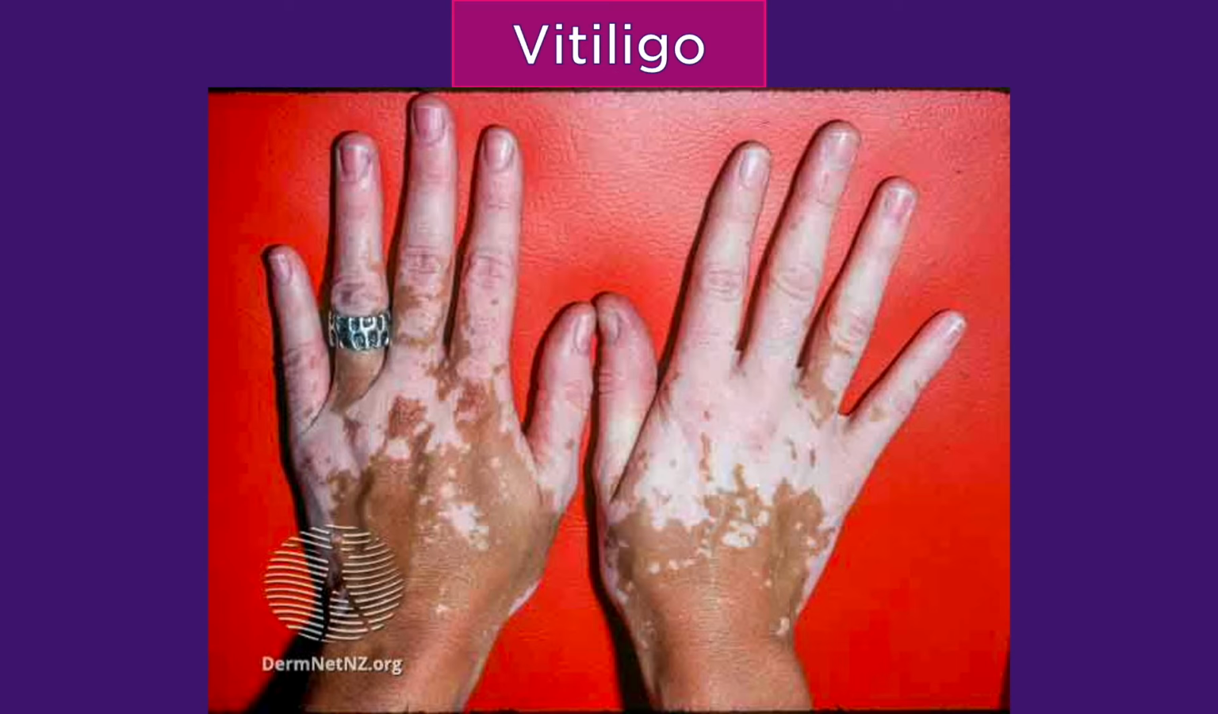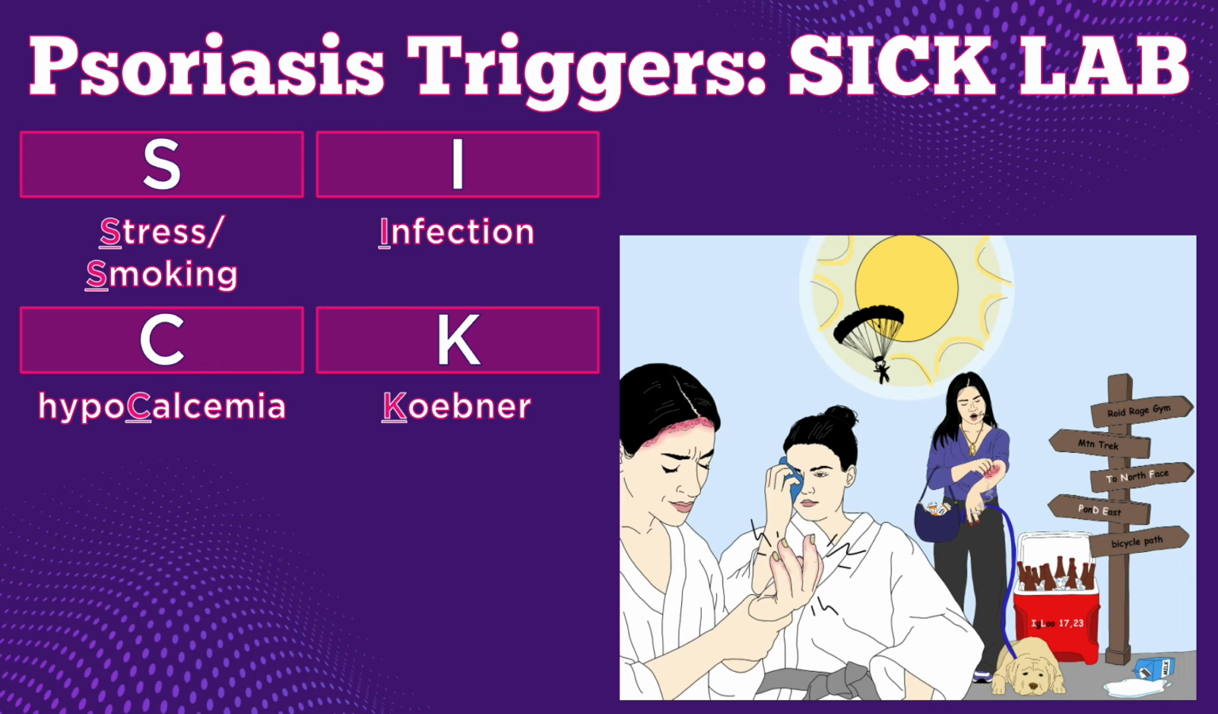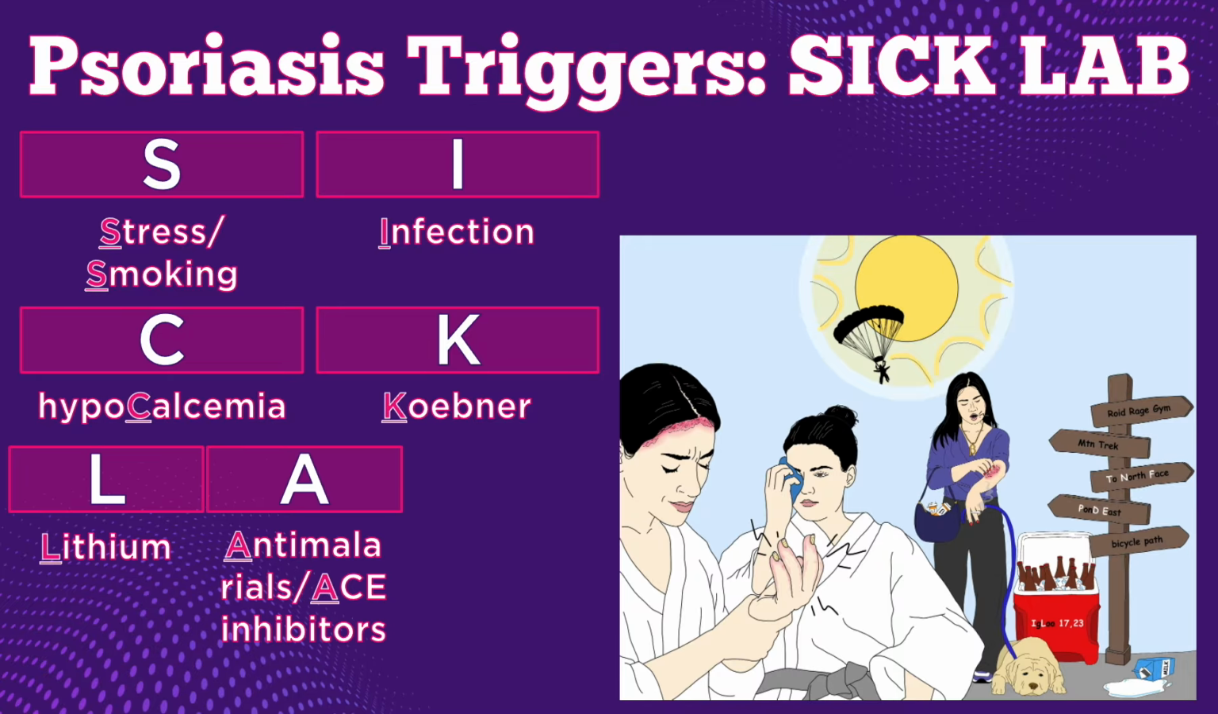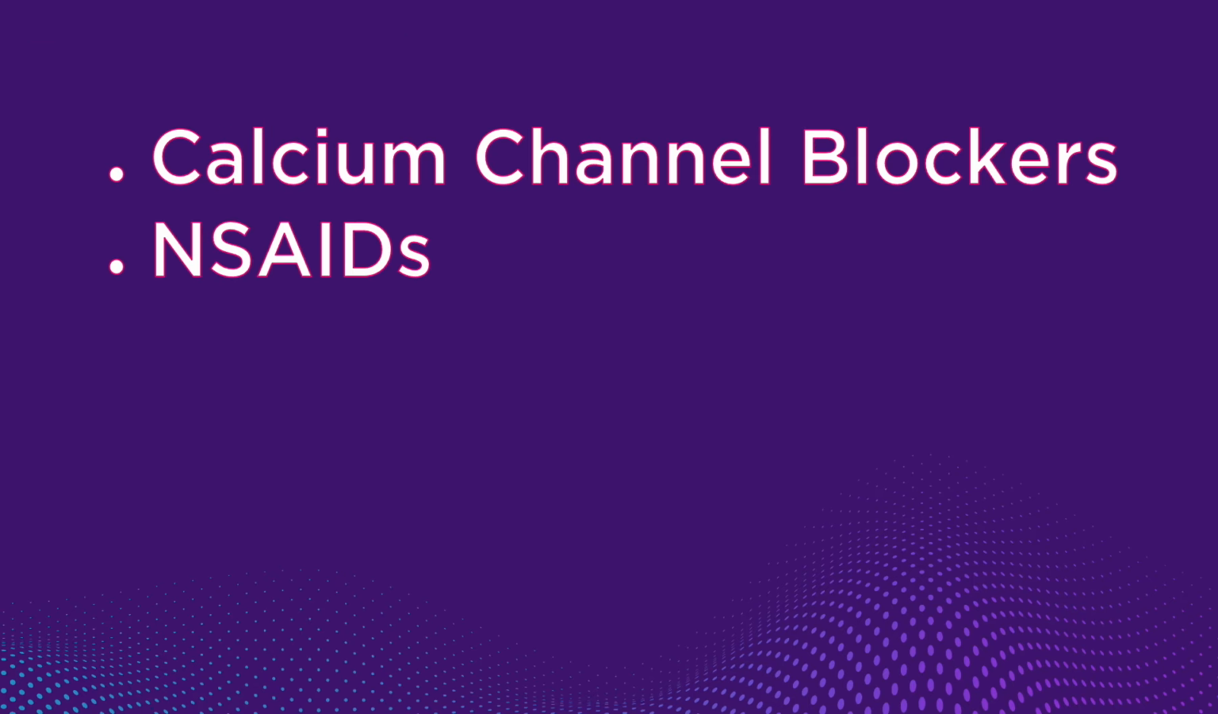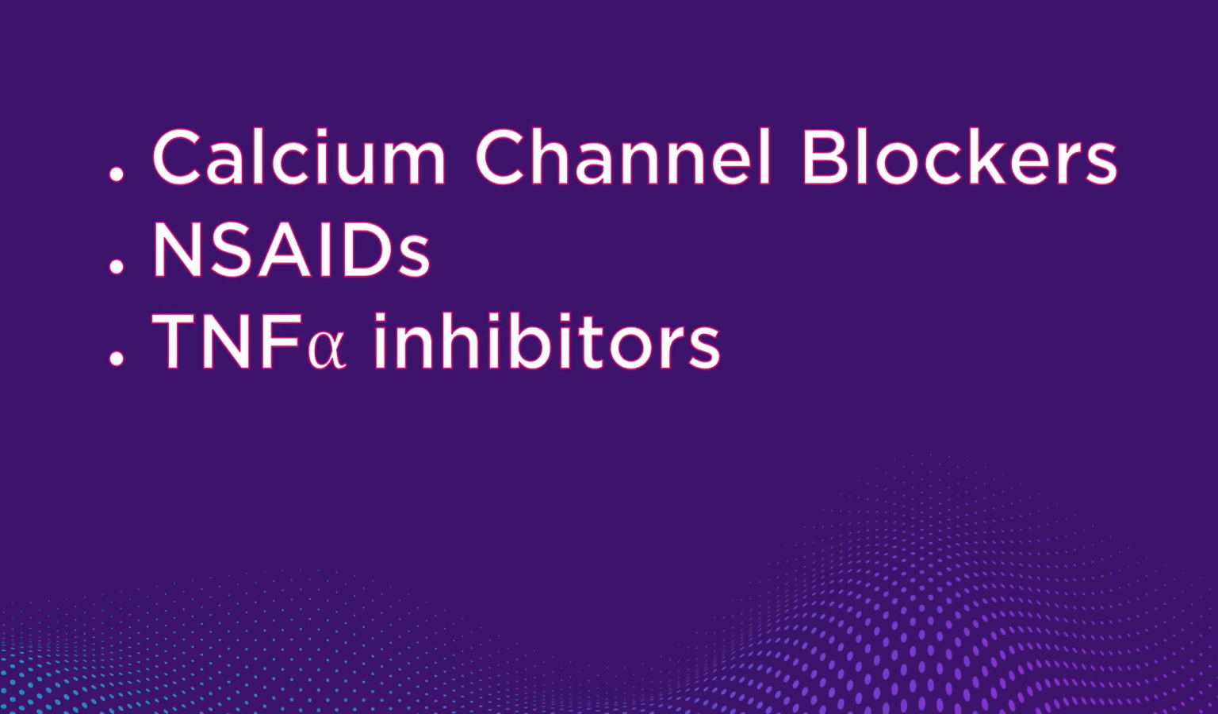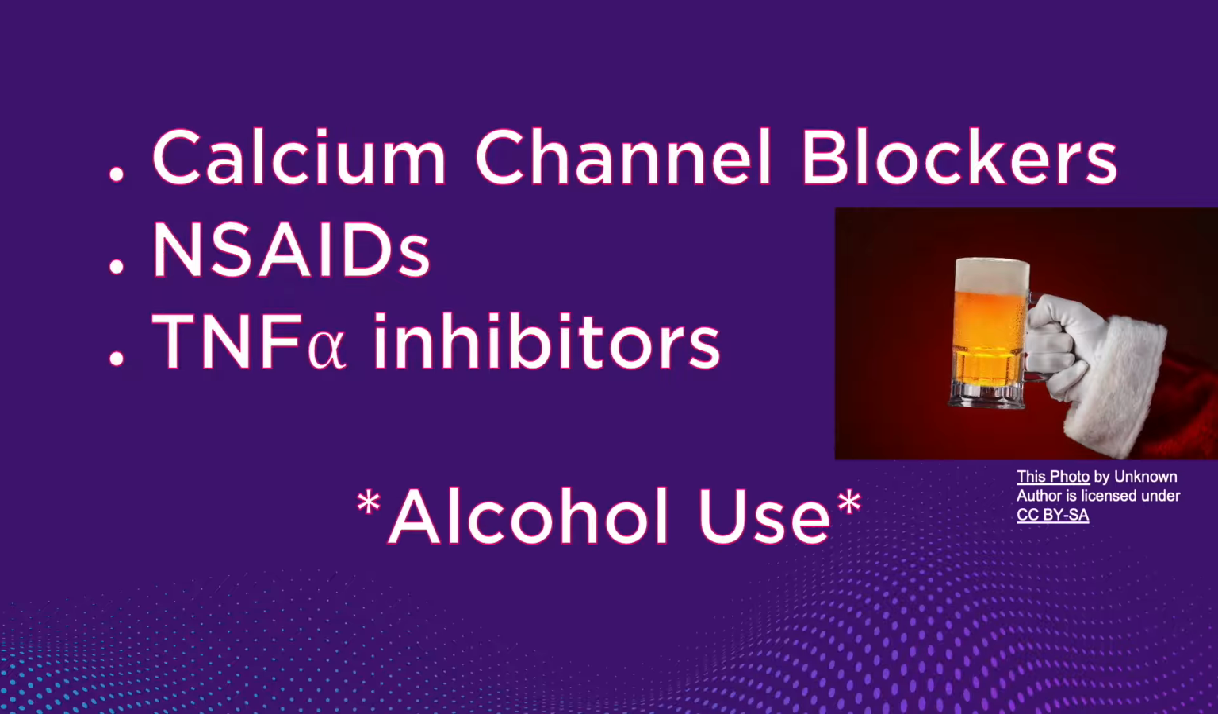The lab in the SICK Lab mnemonic for psoriasis triggers refers to medications that can induce psoriasis. The L is for lithium, the A is for both antimalarials and ACE inhibitors, and B stands for beta blockers. Some other medications that don't fit into the mnemonic include calcium channel blockers, NSAIDs, and believe it or not, the TNF alpha inhibitors, which are commonly used to treat psoriasis as well. Another trigger that isn't in the mnemonic is alcohol use.